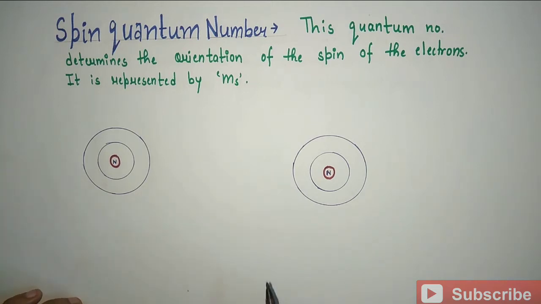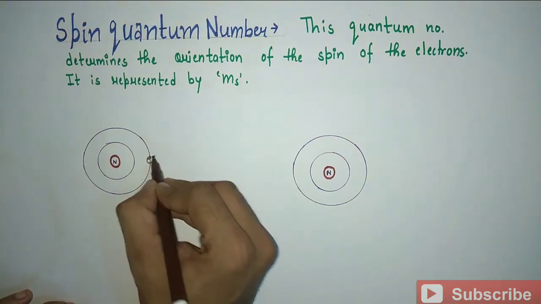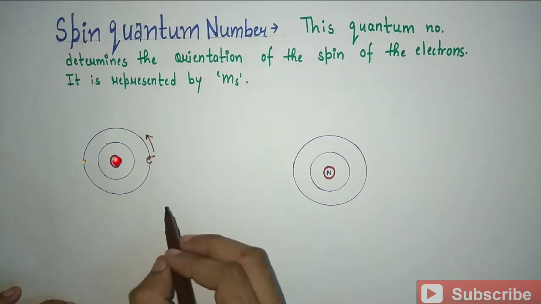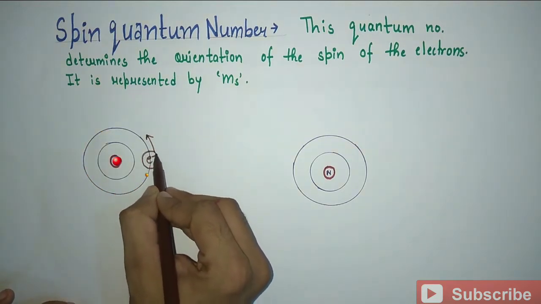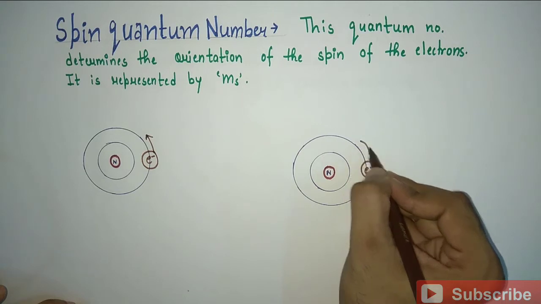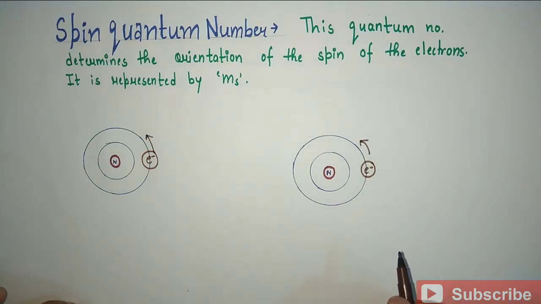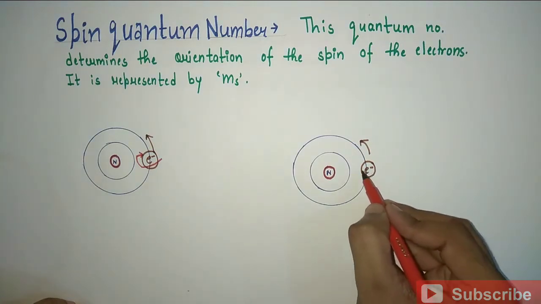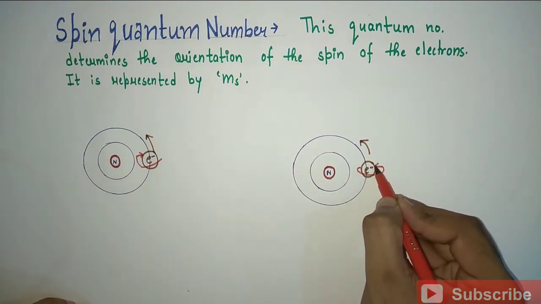Now, the next quantum number is the spin quantum number. Since we know that the electron moves around the nucleus, while moving around the nucleus, it also rotates about its own axis. Let's suppose this is also an electron moving around the nucleus. While moving around the nucleus, the electron also rotates about its own axis, either in the clockwise direction, or in the anti-clockwise direction.